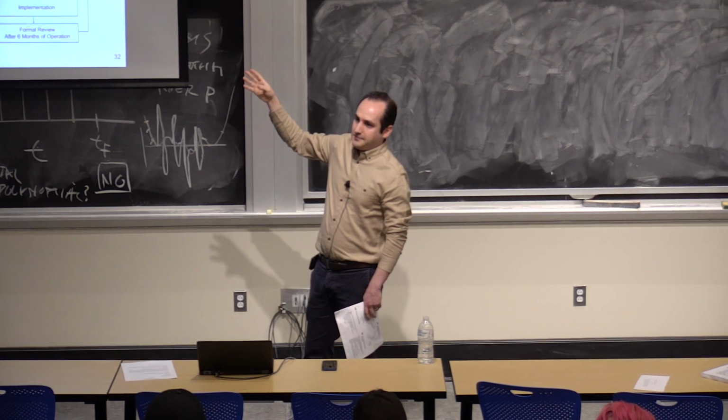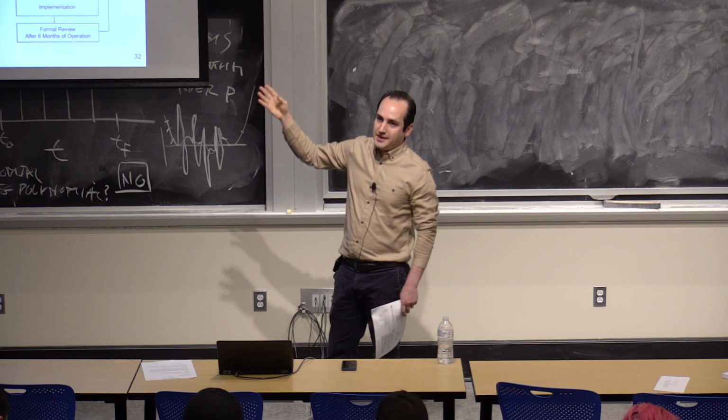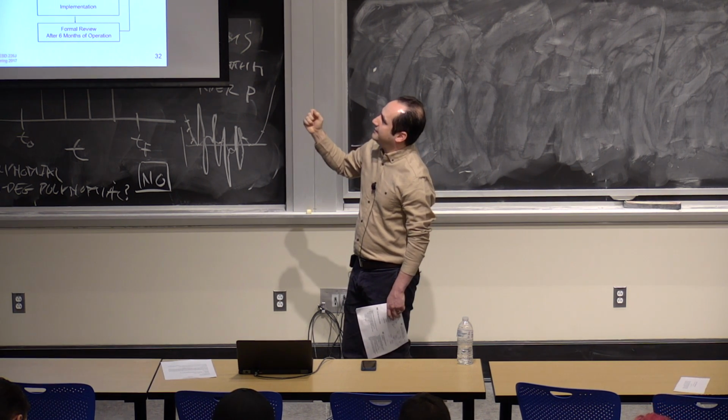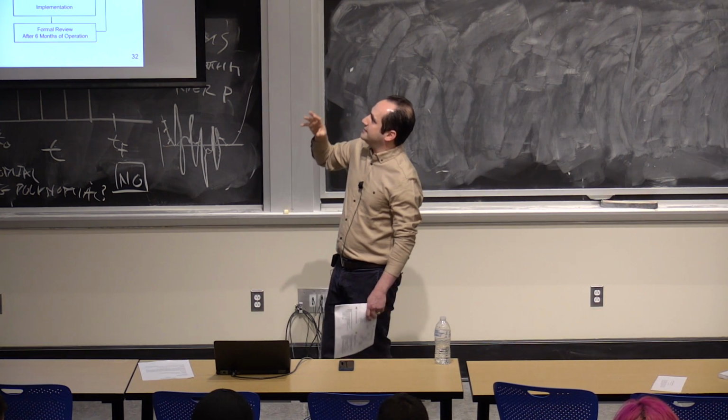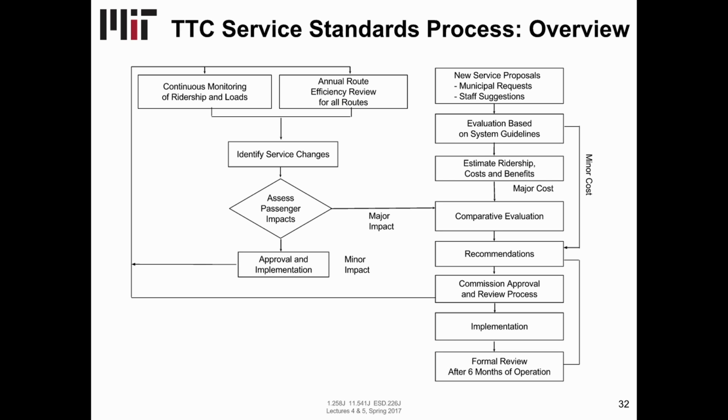On the other hand, there is a set of proposals that are made to make changes to the existing service, and that basically comes from two main streams. One is a continuous monitoring of ridership and loads, and the other one is the annual route efficiency review. And from this, then the staff actually identify service changes and assess the impacts on passengers. Then if the impacts are minor, it goes directly and becomes implemented. If impacts are major, then these changes become into a form of a proposal and comes to the stream of comparative analysis that would be actually compared with new service proposals and follow the same procedure with that.